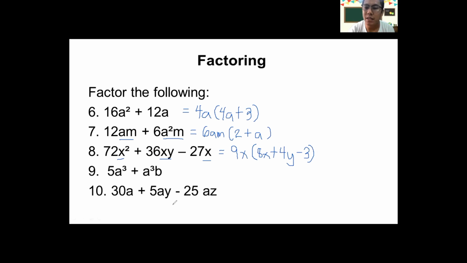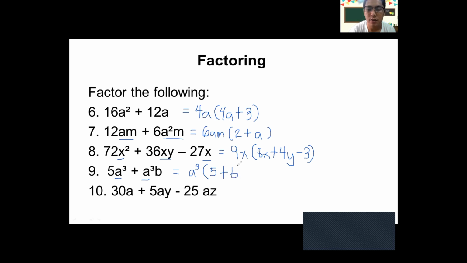Okay, next. Number 9, 5a cubed plus a cubed b. Okay, so the CMF here is, this is a cubed, this is a cubed. So these two terms can be divided by a cubed. Okay. 5a cubed divided by a cubed, that is 5. A cubed b divided by a cubed, that is b. So the factor is a cubed times the quantity 5 plus b. Next, number 10.